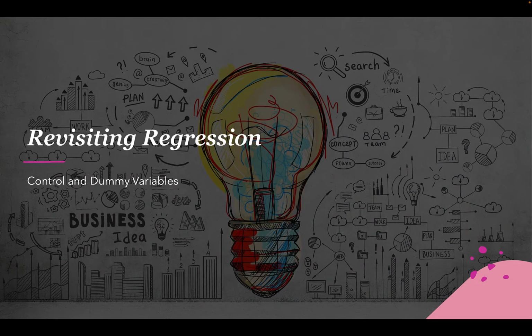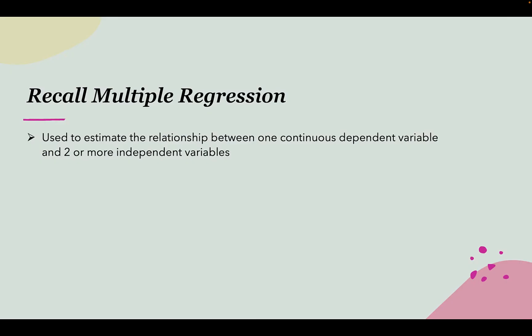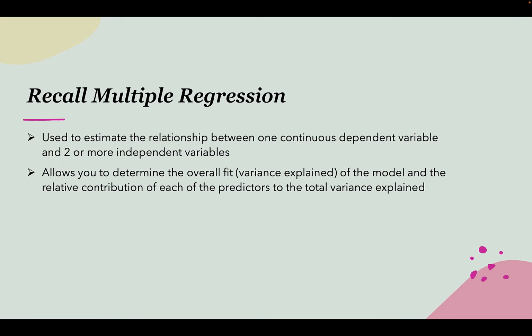All right, let's revisit regression by talking about control variables and dummy variables in our multiple regression lines. Okay, so recalling multiple regression. Multiple regression is used to estimate the relationship between one continuous dependent variable and two or more independent variables. This allows you to determine the overall fit, which is often referred to as the variance explained of the model, and the relative contribution of each of the predictors to the total variance explained.